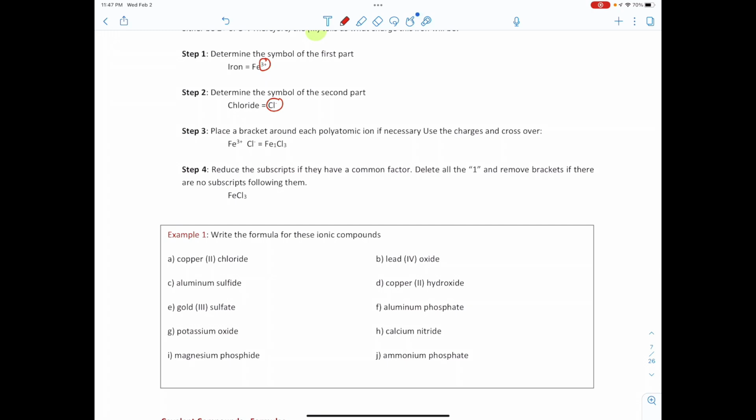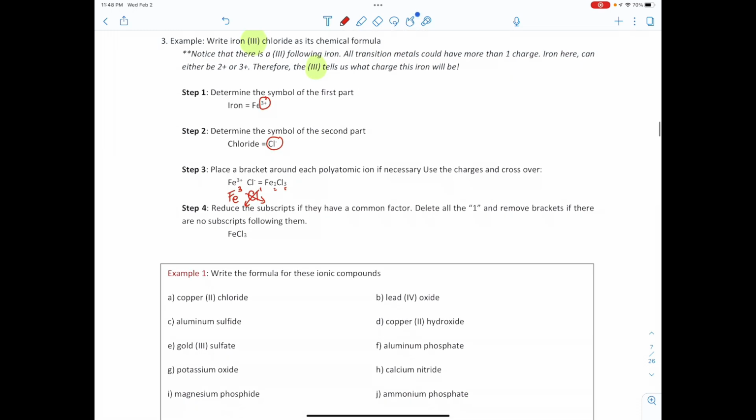Okay, so once again here we have Fe. When we're crossing over, we're going to ignore the positive and the negative signs. So the 3 from the Fe becomes the 3 subscript for chlorine, and the 1 from the chlorine becomes the subscript 1 for iron. Once again, in step 4, we're going to do a little bit of cleanup. So anytime we have 1, we're going to delete it. If we have brackets with no subscripts after them, we're going to delete that as well. And so our final answer for iron 3 chloride is going to be FeCl3.